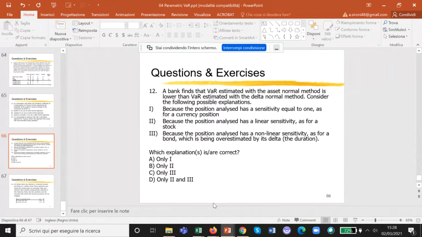Question 12: a bank finds that value at risk estimated with the asset normal method is lower than value at risk estimated with the delta normal method. Consider the following possible explanations. 1, because the position analyzed has a sensitivity equal to 1, as for a currency position. 2, because the position analyzed has a linear sensitivity, as for a stock. 3, because the position analyzed has a nonlinear sensitivity, as for a bond, which is being overestimated by its delta.